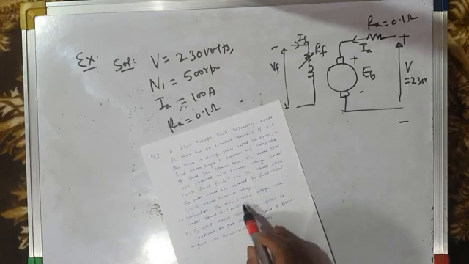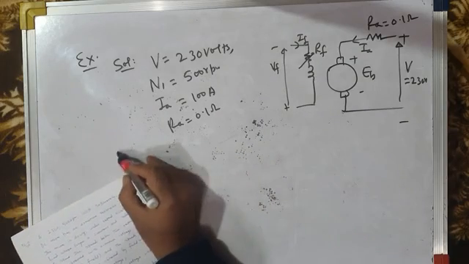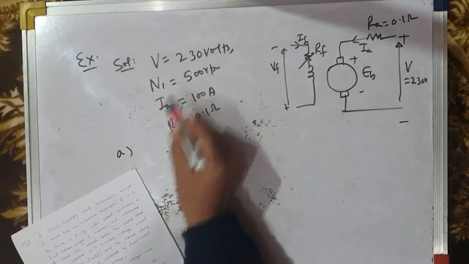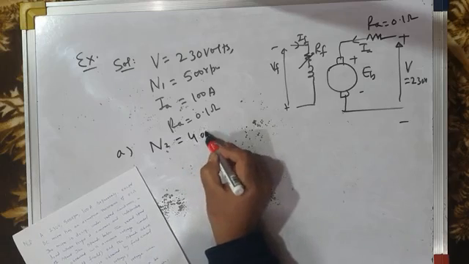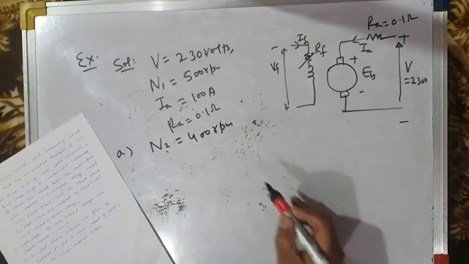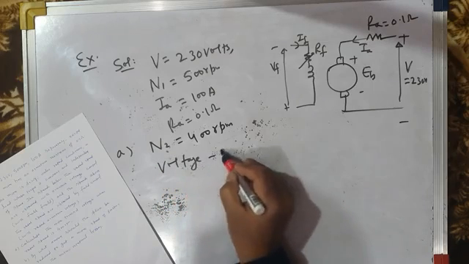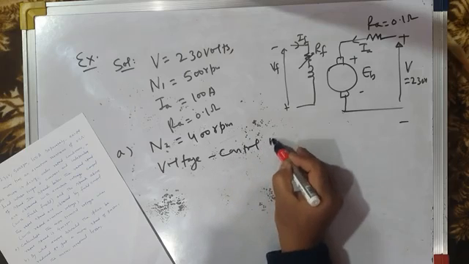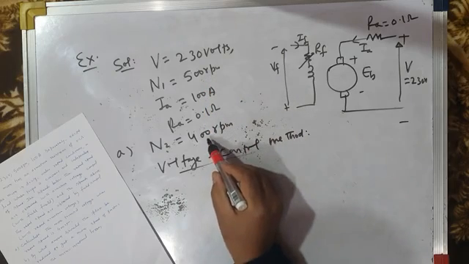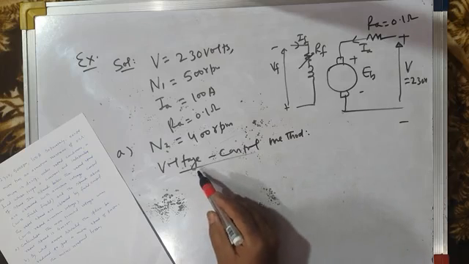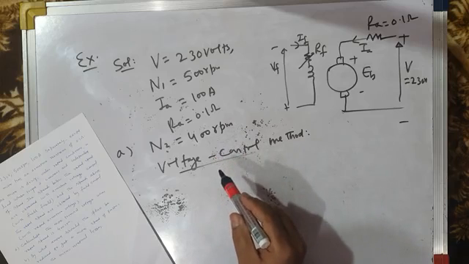Part A, calculate the motor terminal voltage when the speed is 400 RPM. I mean, in part A you have to reduce the speed from 500 RPM to 400 RPM. So N2 is 400 RPM. In part A, you have to use the voltage control method. In order to reduce the speed from 500 RPM to 400 RPM, you have to reduce the applied voltage because you are using the voltage control method. The question is, what should be the applied voltage?